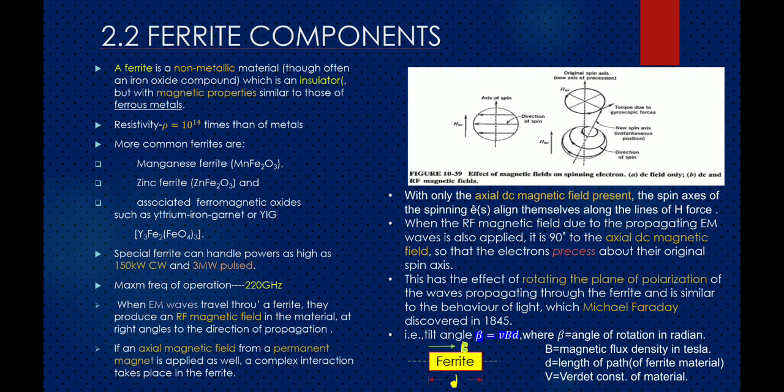Faraday's rotation principle states that if a circularly polarized wave, that is TE11 mode, in a cylindrical waveguide is made to pass through a ferrite rod which has been influenced by an axial magnetic field B, the axis of polarization gets tilted in the clockwise direction, and the amount of tilt depends upon the strength of the magnetic field and the geometry of the ferrite. It is given as beta equals VBD, where beta is the angle of rotation in radians, B is the magnetic flux density in Tesla, D is the length of the path in the ferrite material, and V is the Verdet constant of the material used.